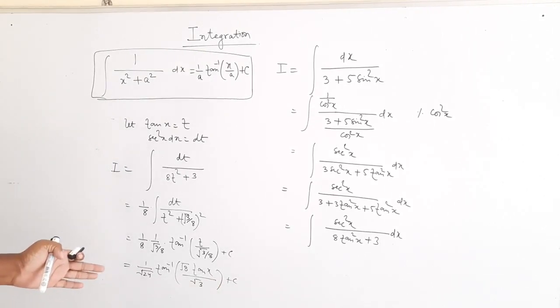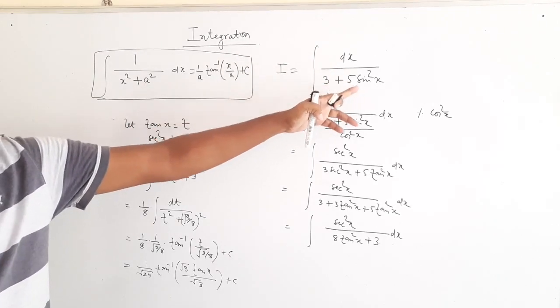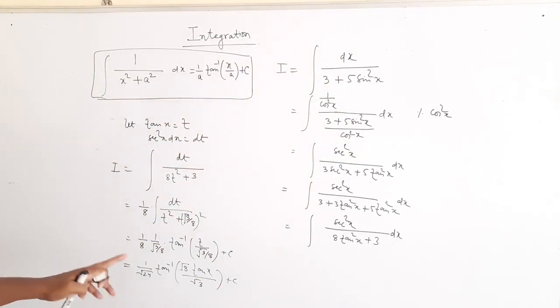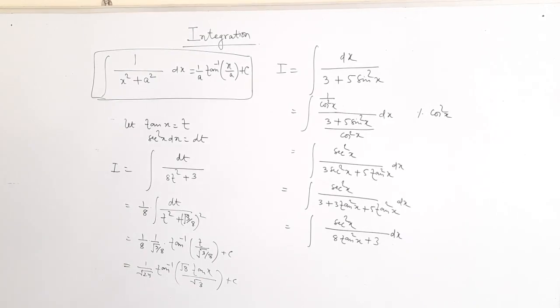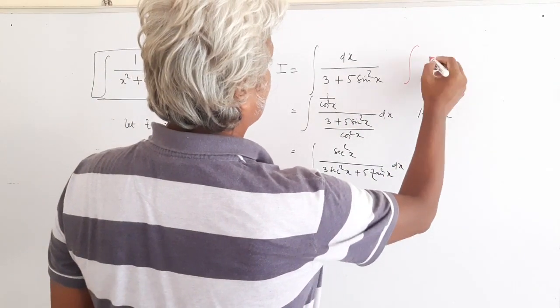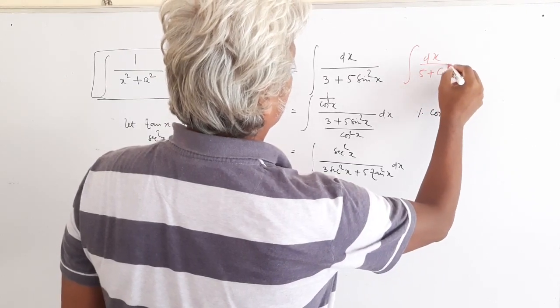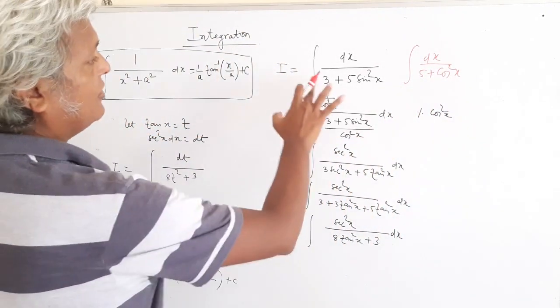So this is your standard answer, that the integration of dx over 3 plus 5 sine square x can be converted into this. Now I suggest that if you have some other forms also, like this one, or something like dx over 5 plus cos square x, that can also be solved in the very same way.